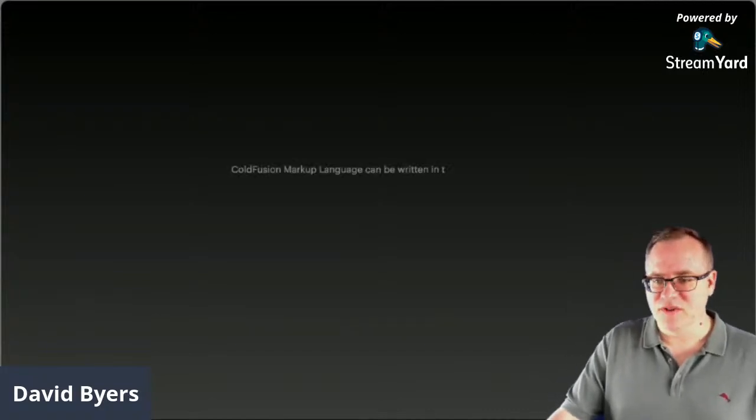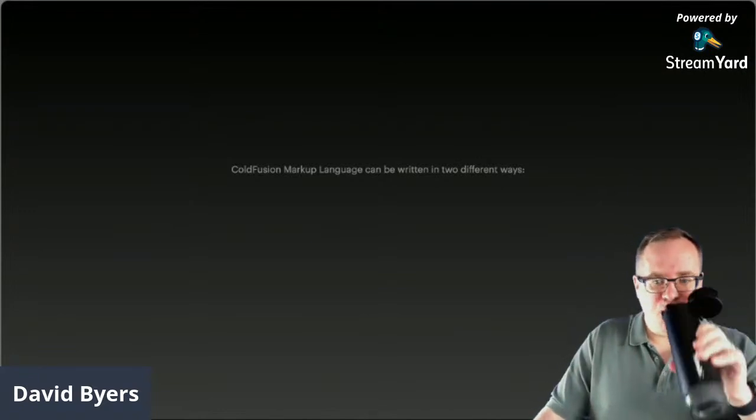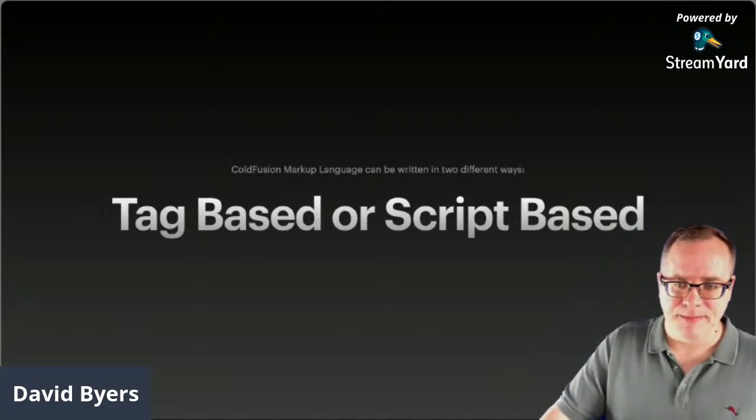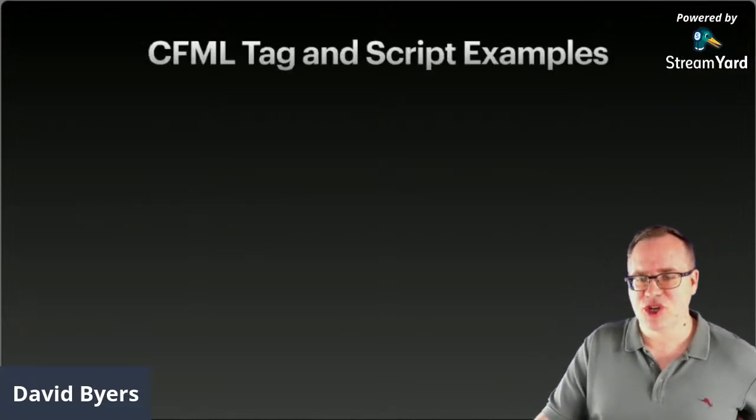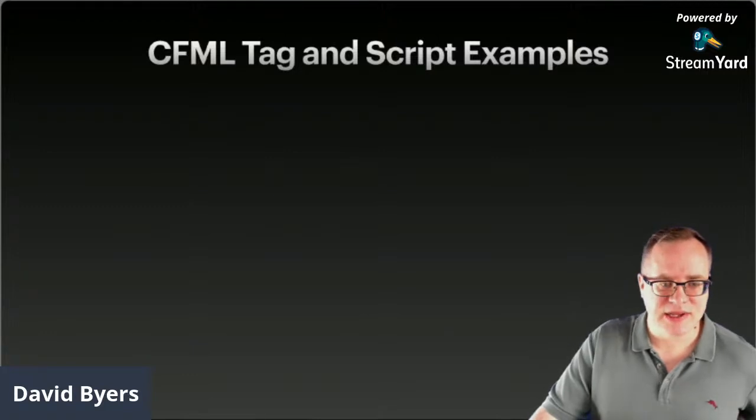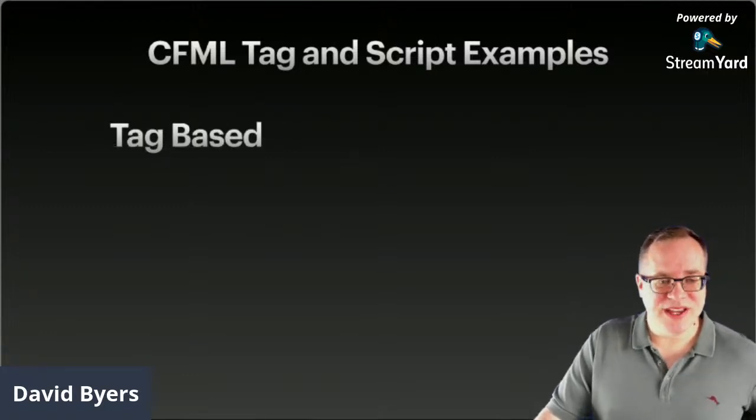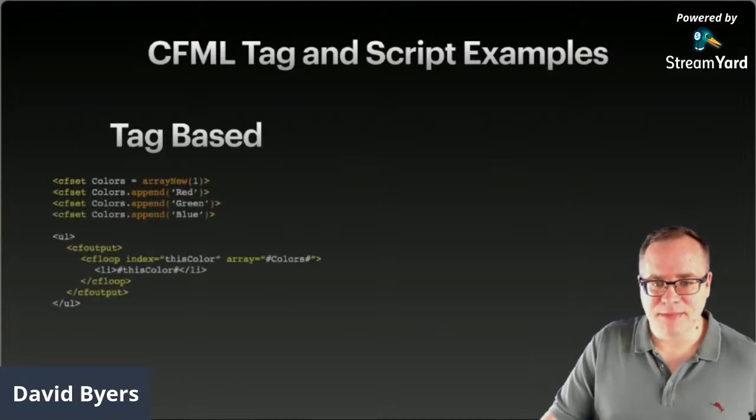So like I said, ColdFusion markup language can be written in two different ways. It can be either tag-based or script-based. Now, I'm going to give you two examples of both tag and script based CFML. Both of these examples do exactly the same thing. So let's look at the tag-based example.